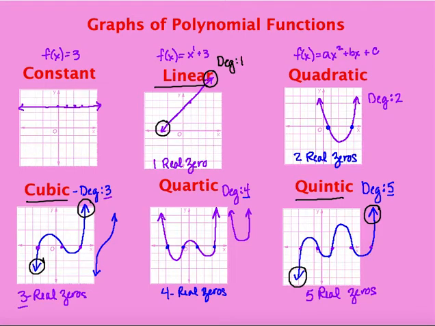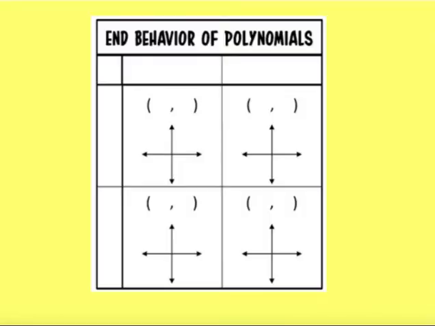But when we look at the even degree functions, your quadratic with a degree of 2, a quartic with a degree of 4, they end in the same direction. So that takes us into talking about what the end behavior of polynomials actually looks like. With the end behavior, we're looking at two different types of functions. Either the function is going to be an even function or it will be an odd function.